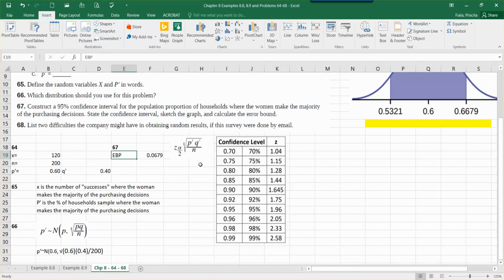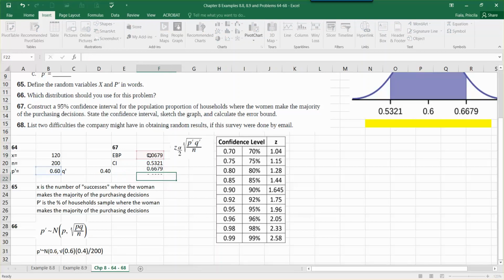And then, of course, you wouldn't be done, because if you do remember, for the confidence interval, for the lower bound, you subtract, for the upper bound, you add. So you would do equals, and what is my actual proportion? Sample proportion, or you could call it mean. It's right here, minus my EBP. And then for the other bound, you're going to do sample proportion plus my EBP.